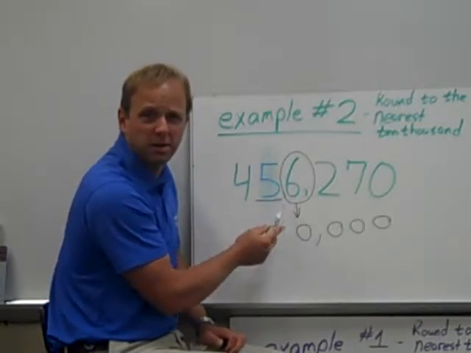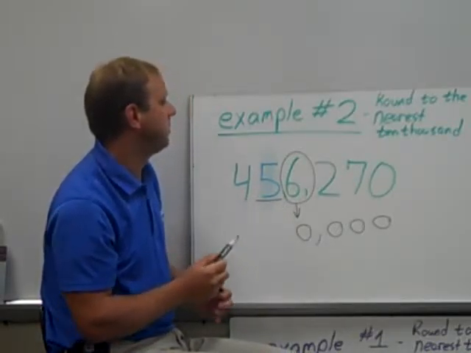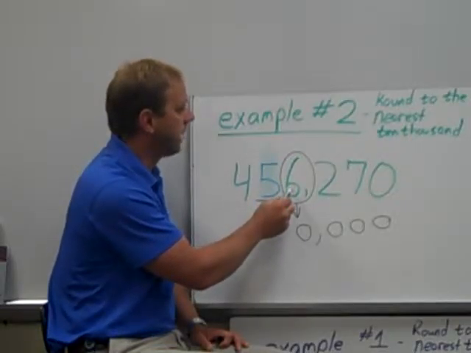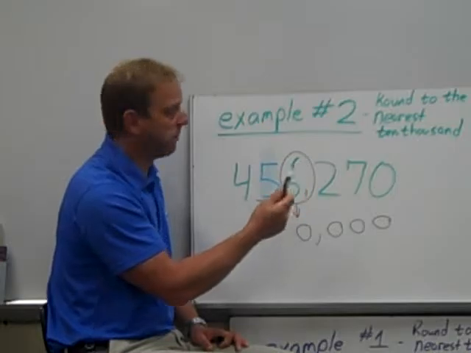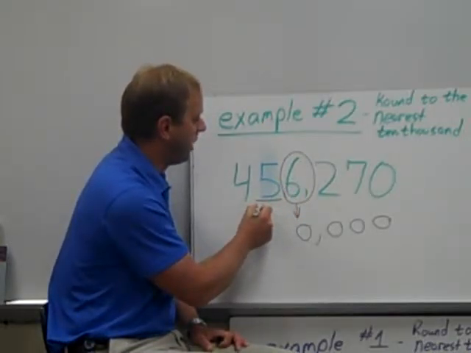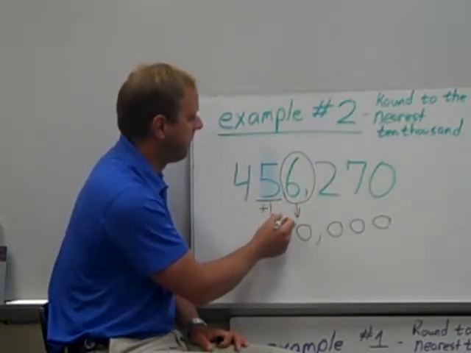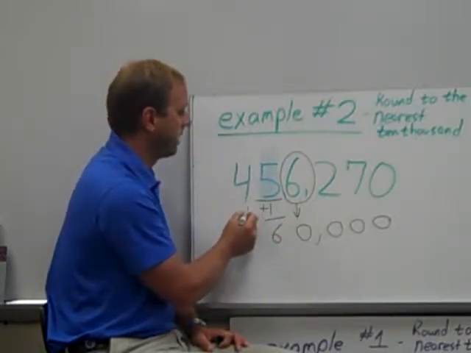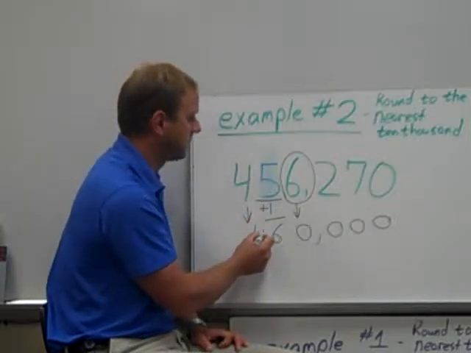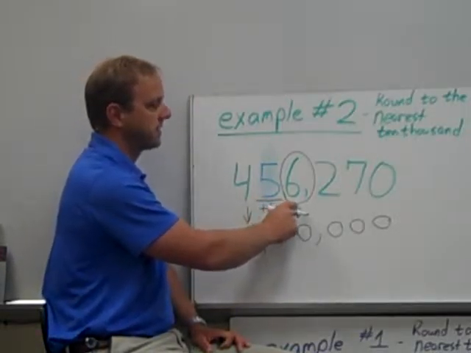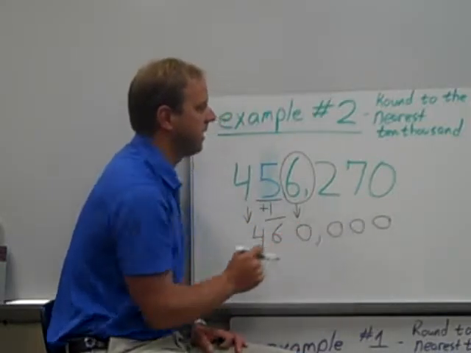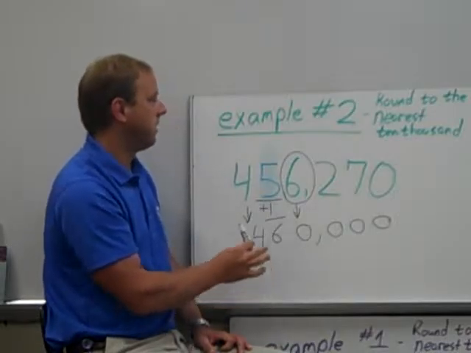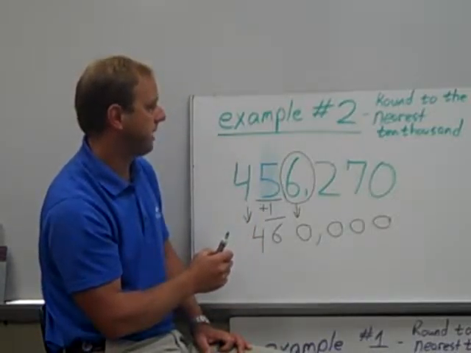Now this boss here, the number that tells me what to do, is 5 or above. It's a 6. Because it's greater than 4, it's 5 or above, I add 1. I round up. 5 plus 1 is 6. And then we bring down higher place values. So in this case, 456,270 is closer to 460,000 than it is to 450,000.